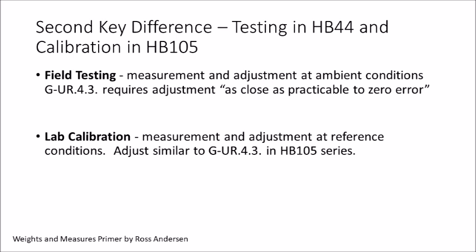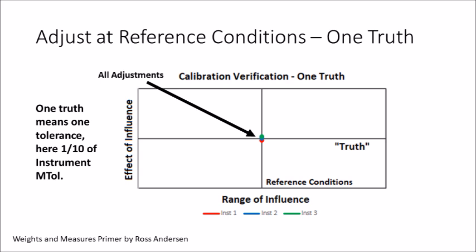In lab calibration, in contrast, measurement and adjustment are made at reference conditions. The 105 series has a provision similar to GUR 43 in terms of adjusting as close to 0. When we adjust at reference conditions, I like to think of this as we establish one truth. All adjustments are made at the reference conditions, and that means that all of them are on the same basic truth.